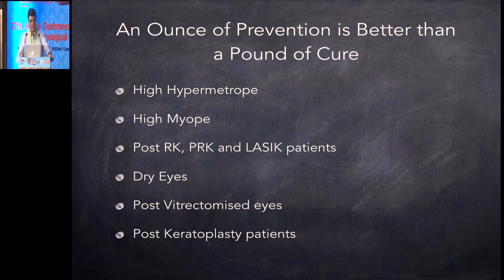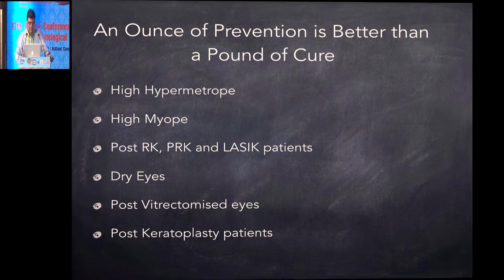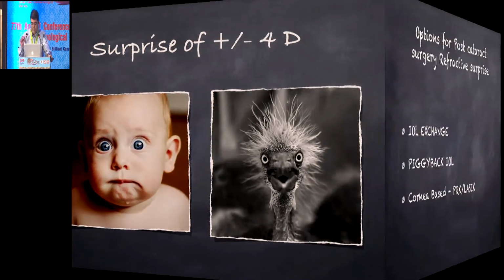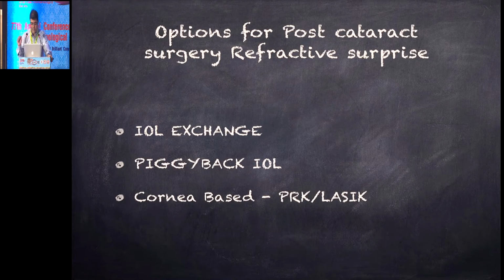In these patients, we always need to be careful that we use the appropriate IOL power calculation formulas to not land up in a refractive surprise like this. Even after taking all the precautions, there are situations where we get a surprise of plus or minus 4. So what options do we have in patients who have a surprise of so much, ±4 diopters?